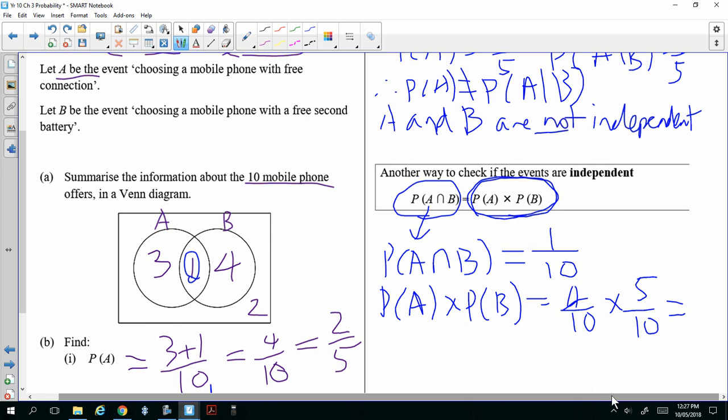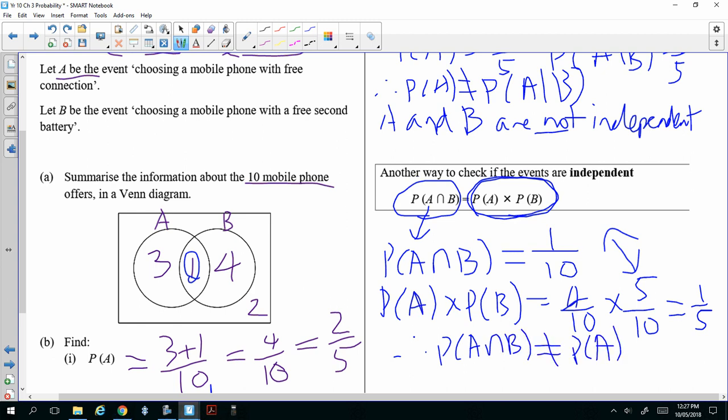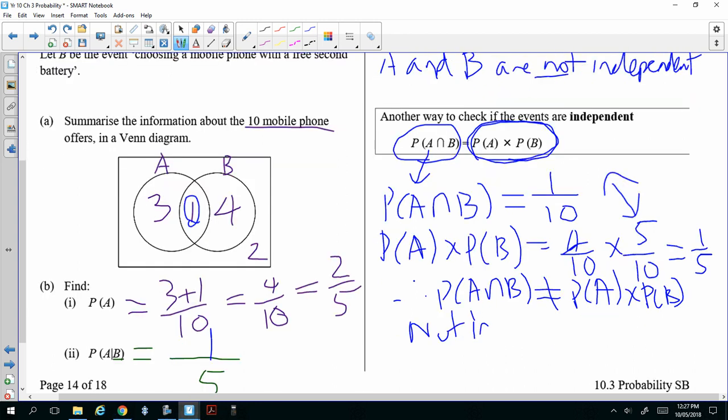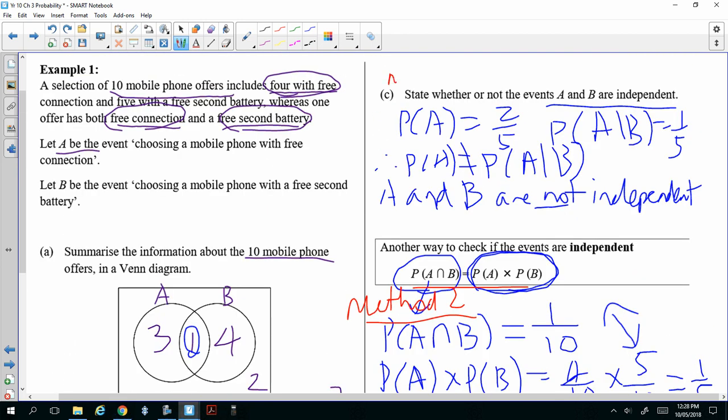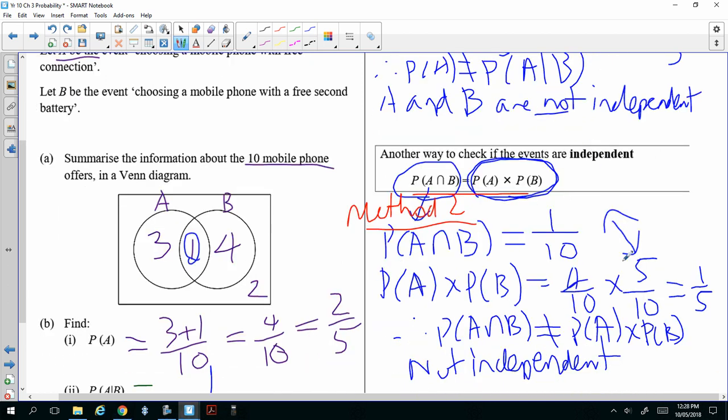Now, clearly they are not the same. So therefore, the probability of A and B is not the same as the probability of A times the probability of B. So we say they are not independent. So there are two ways of checking independence. This is method 2, or you can use method 1, which is this. Both are acceptable. 20 out of 100 is 1 out of 5, right? 4 times 5 is 20, out of 100.